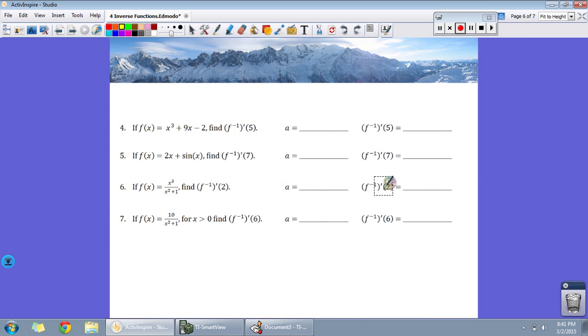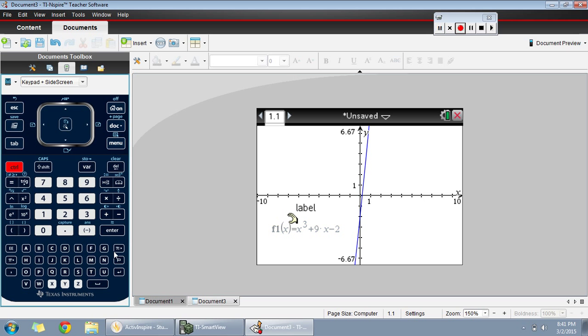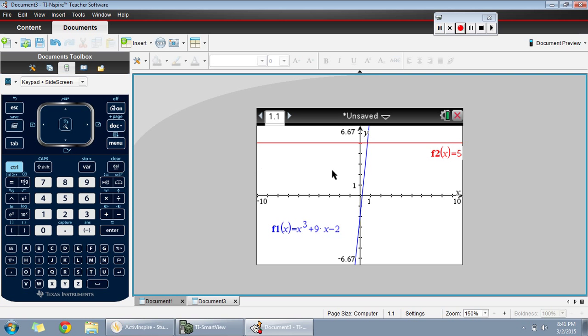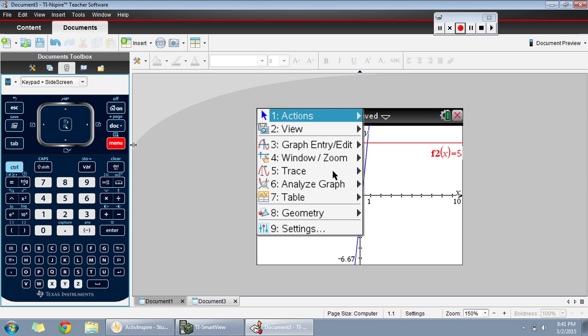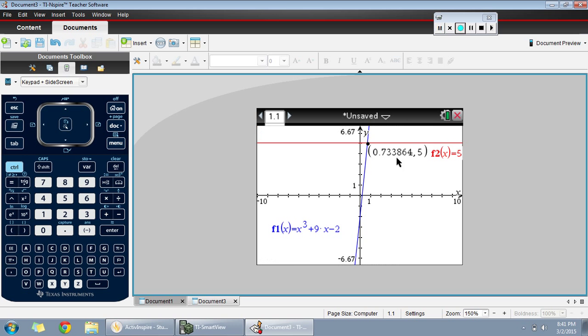Okay, these we're going to do very, very similarly. We're going to graph x cubed plus 9x minus 2 and the line y equals 5. I'm going to try it with the Inspire this time. So here I got my first function, and then I'm going to graph my second function by pressing Control G and then 5. And I want this intersection point. Oh, my computer froze just a little bit. Alright, so we're going to go to Menu, Analyze Graph, Intersection, Lower Bound, Upper Bound, and we get this value.